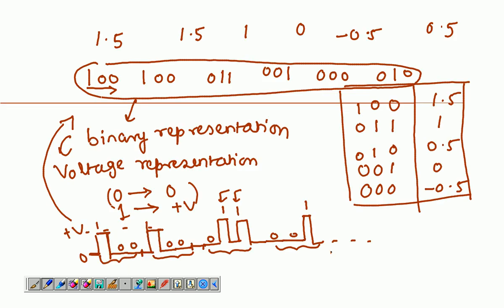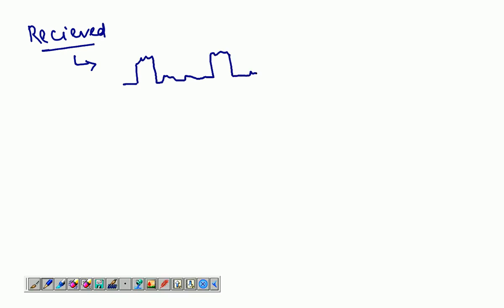So if this is the transmitted signal, this is your transmitted signal. So the received signal would be something like this. Your received signal would look like this. Okay, and so on. So this is a 100, you can make out, right, just by looking at the symbols.